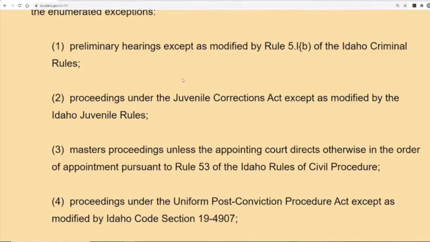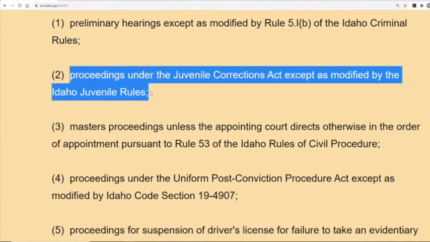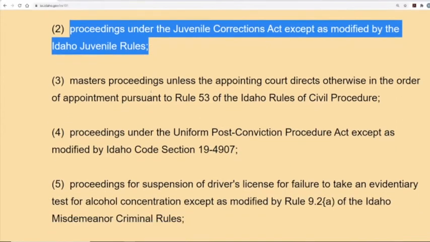Preliminary hearings, except as modified by Rule 5. Proceedings under the Juvenile Corrections Act, except as modified by the Idaho Juvenile Rules, which is all lack of personal jurisdiction. Lack of subject matter jurisdiction. Because national rights and civil rights have nothing to do with the establishment, support, or management of government. Back to the first fundamental principle of group decision making. You ain't got subject matter jurisdiction there, legislature.